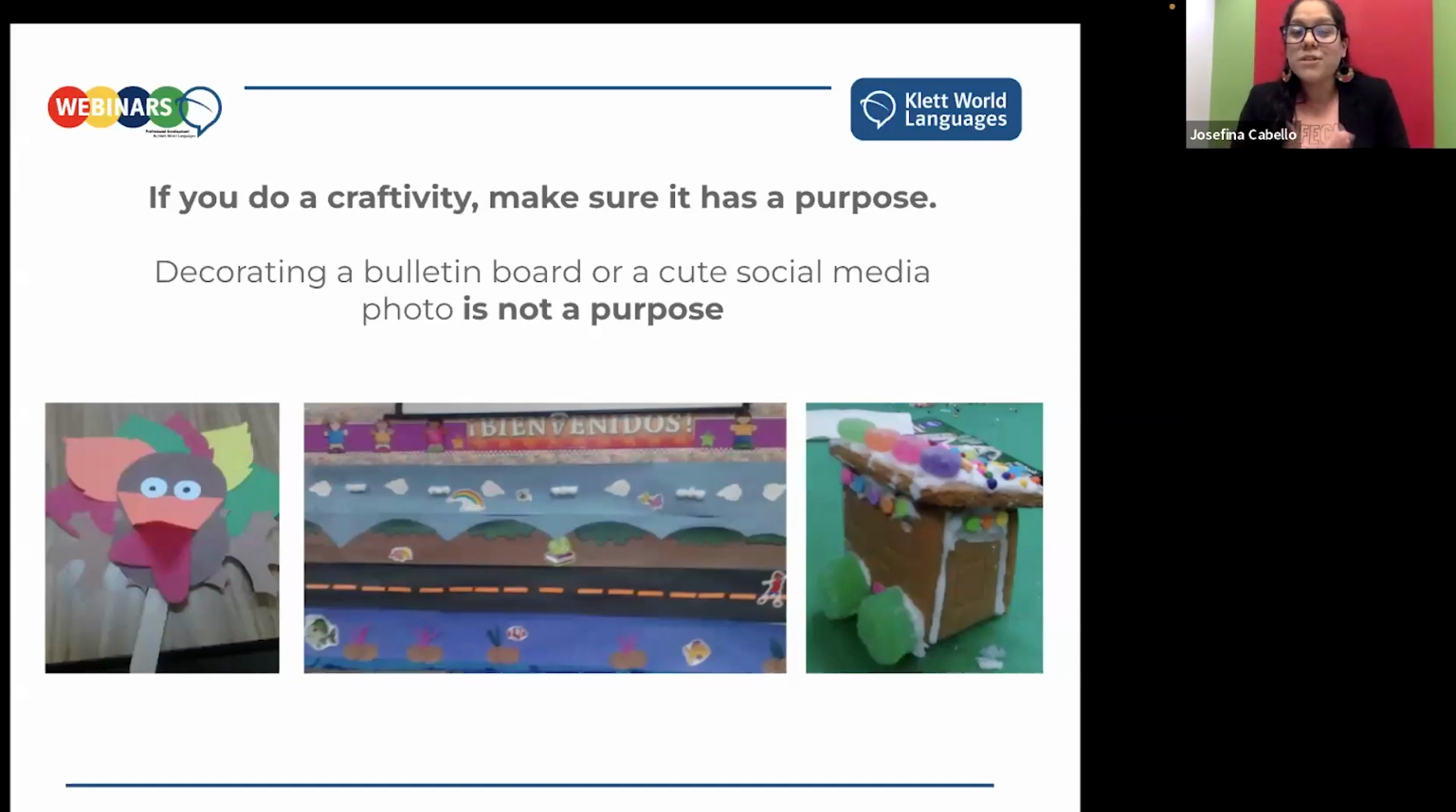So make sure if you have a craftivity, that's a word that we keep hearing a lot because it's a craft and it's activity, but what's the purpose? It has to have a purpose. If it doesn't have a purpose, then you might want to find something else to use in your class.